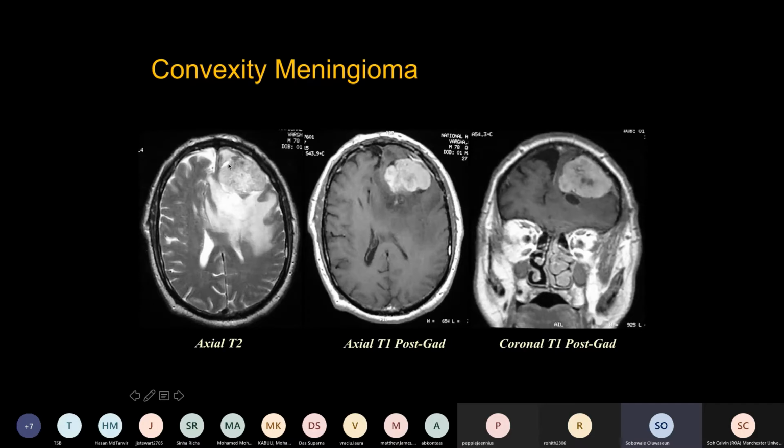When they push the brain inwards, what you're looking for are these clefts that push inwards. You can see a vessel interposed in between here at the brain-tumor interface. It is also a good sign that the lesion is extra-axial.